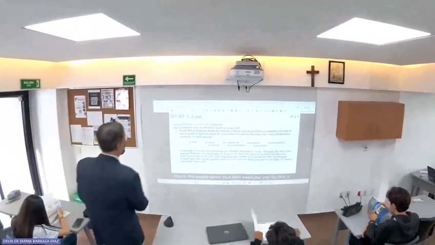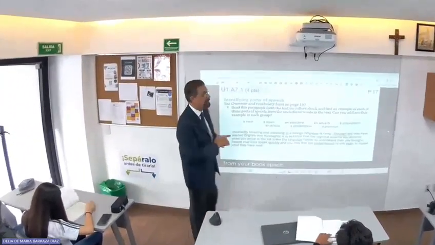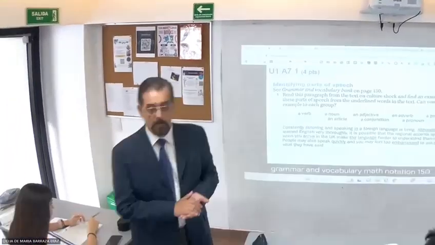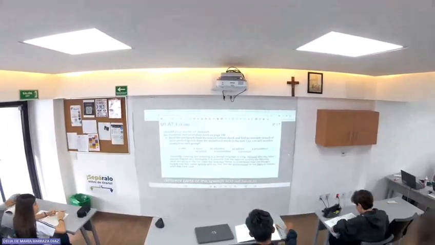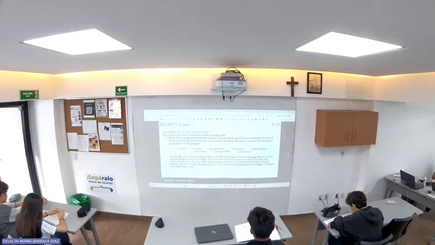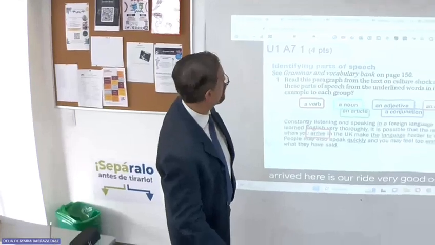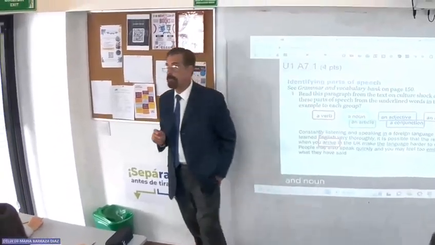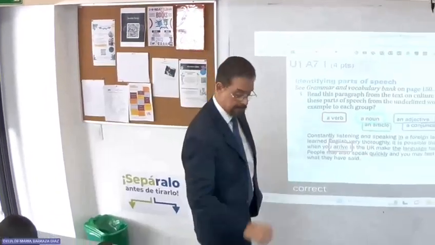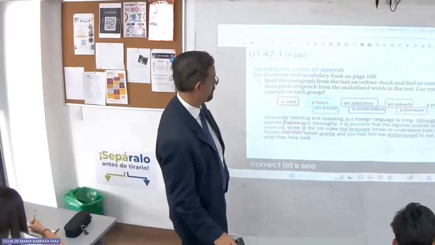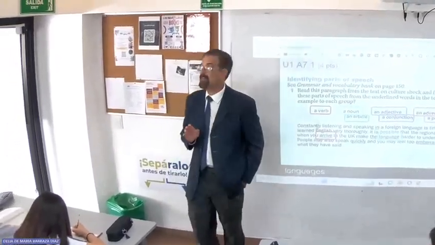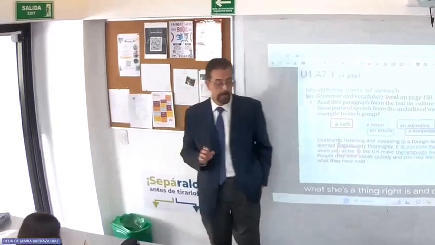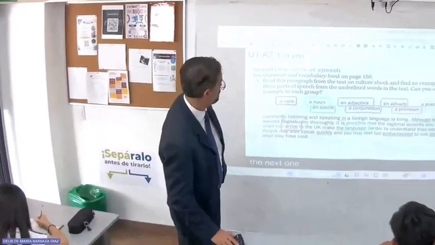Okay, so this is from your book. It's page 17. So here are different parts of speech, and we have to identify them from the paragraph that we have in the lower part of your screen. Okay, the next one, a noun. Where do you see a noun? Let's see. Well, language, but it's not the only one. Language is a thing, right? It's a noun. Okay? Let's go to the next one.